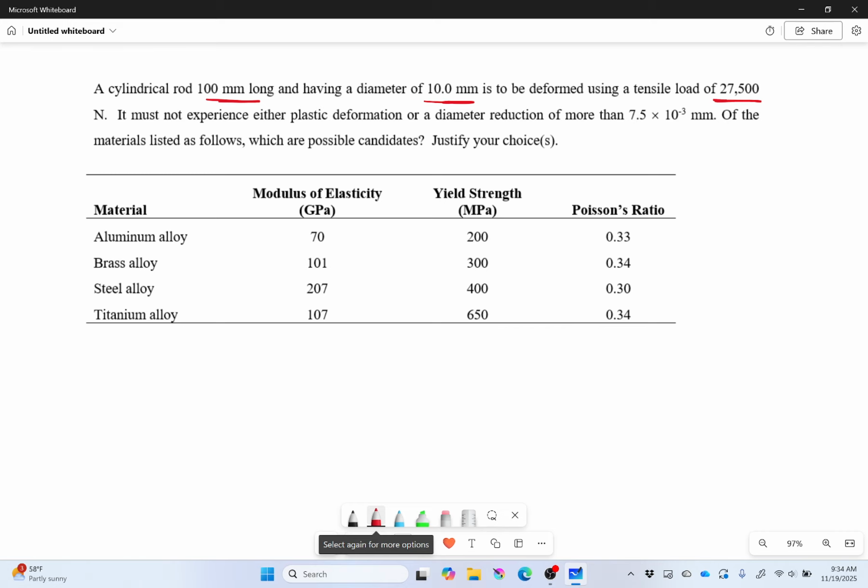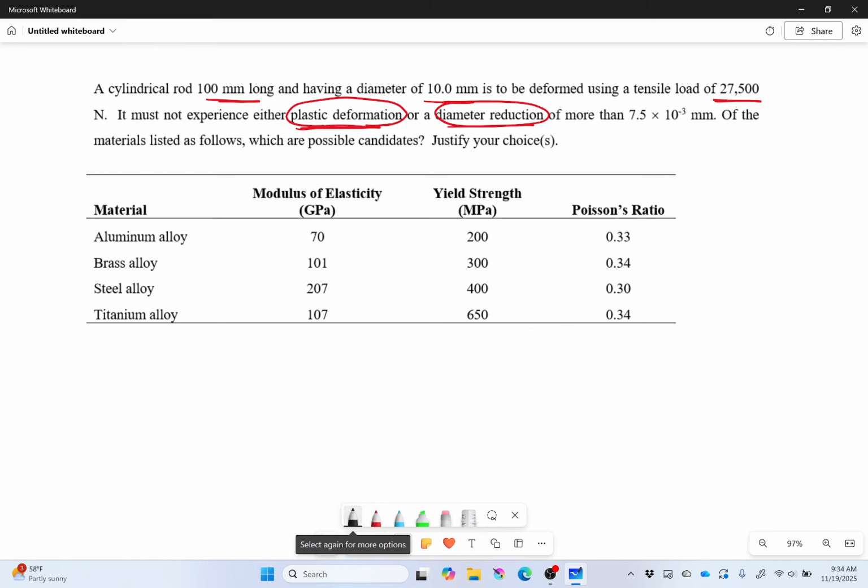So first off, it can't experience plastic deformation or have a diameter reduction of more than 7.5 times 10 to the negative third millimeters. So then it says which of these particular materials are possible candidates. So we have two conditions. First, plastic deformation. Second, diameter reduction. You can do these in any order. I'm going to do plastic deformation because that's the simplest one to figure out, and then we'll move on to diameter reduction with whatever's left.